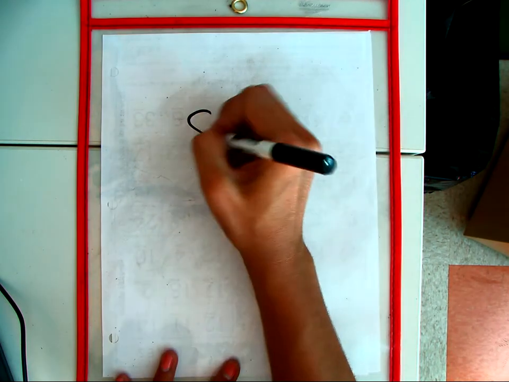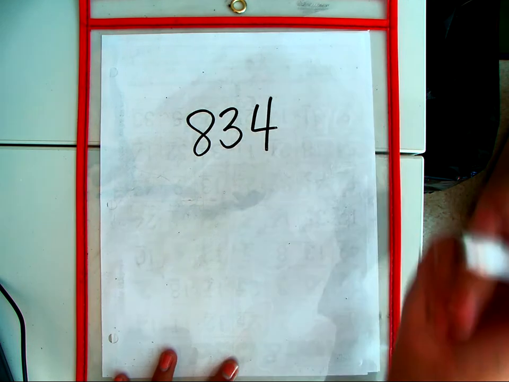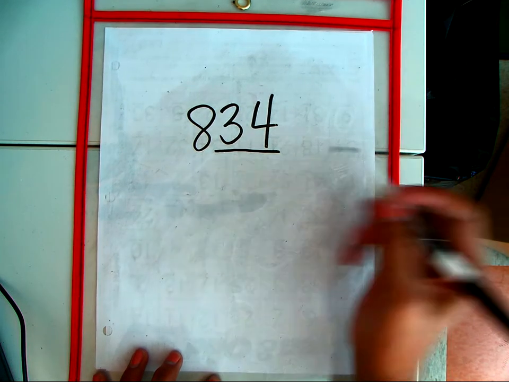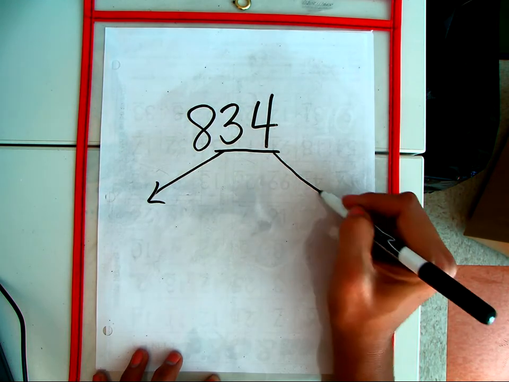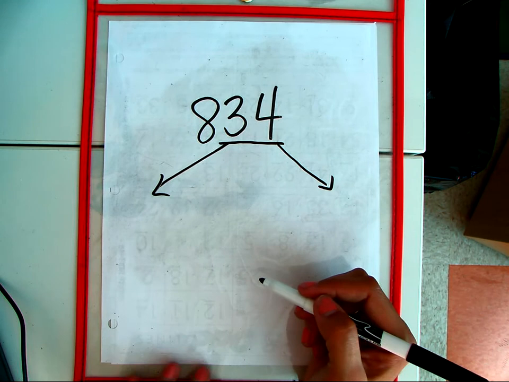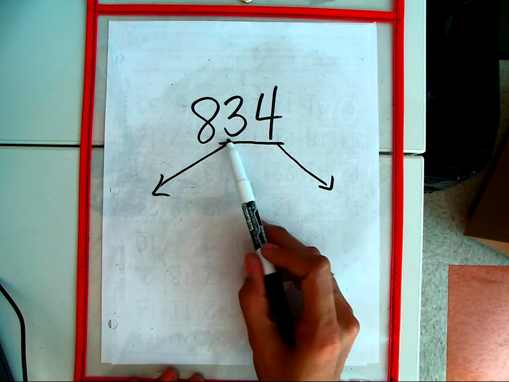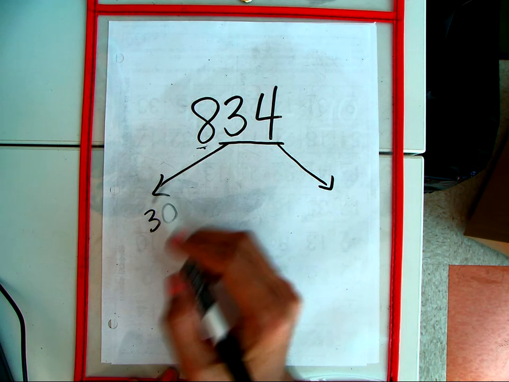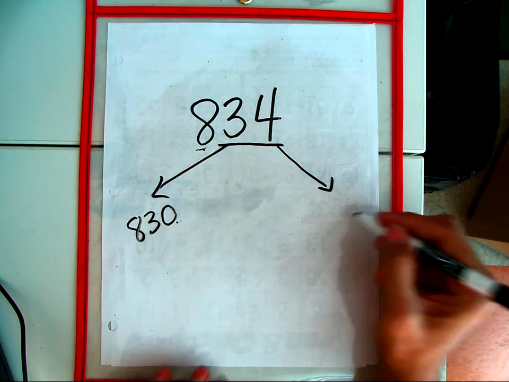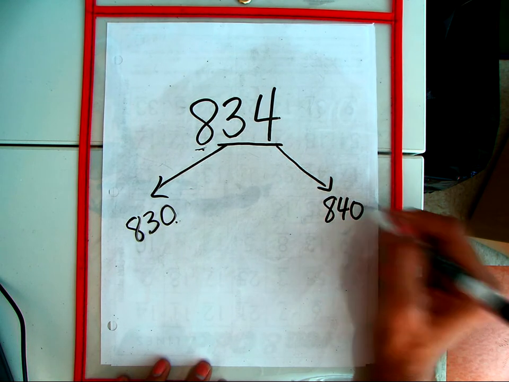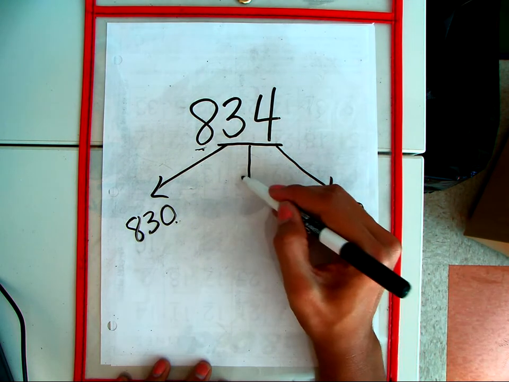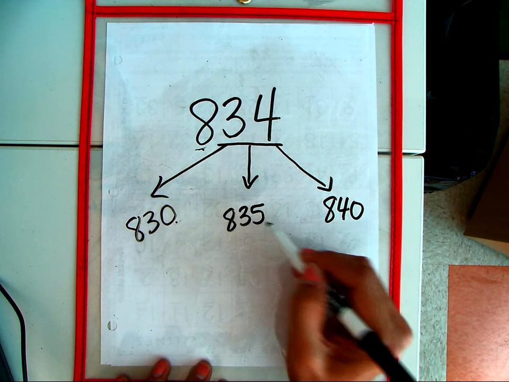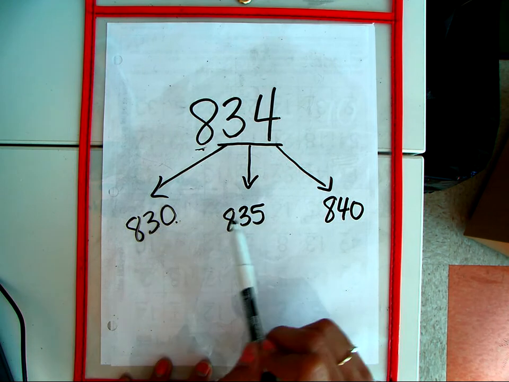Let's try 834. This is like I'm rounding the number 34. What two tens am I between? I have a 3 in the tens place, so that means I'm between 30 and 40. Don't forget the 8, so 830 and 840. My midpoint, 835, and I can check with skip counting, 30, 35, 40.